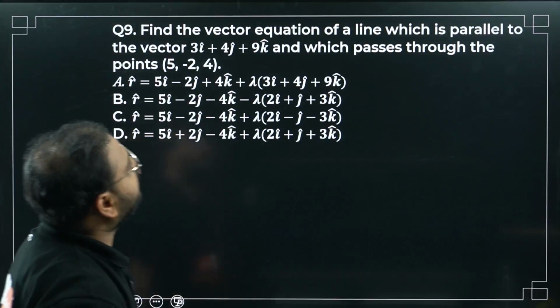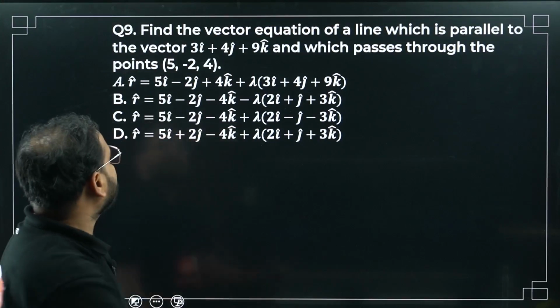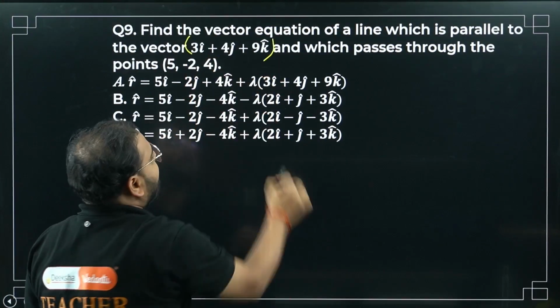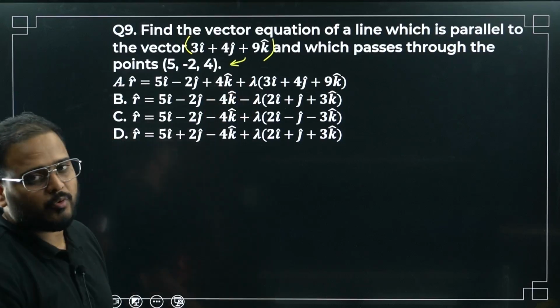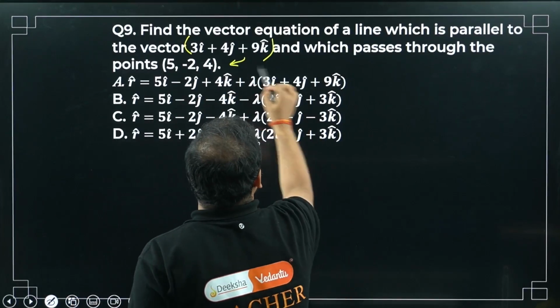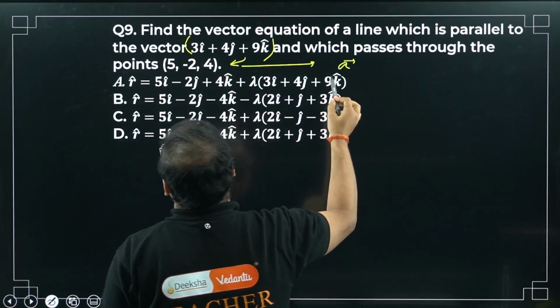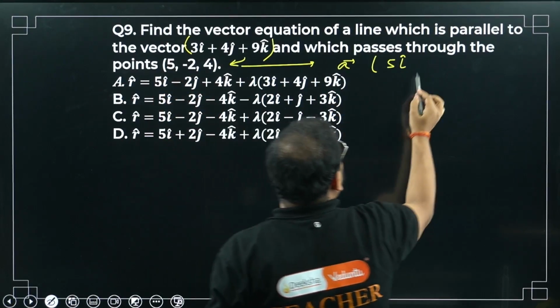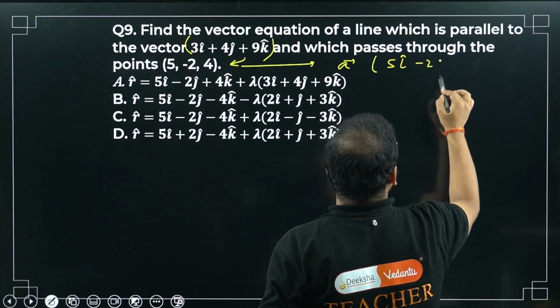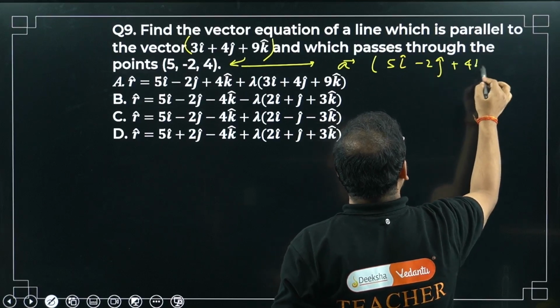Find the vector equation of a line which is parallel to the vector given like this and passing through the point given like this. So for the given point, which is known, I can write the position vector, let's say for this to be vector A. Okay, I can write this point to be what? 5i cap minus 2j cap plus 4k cap, right?